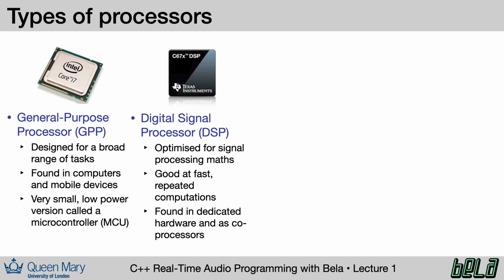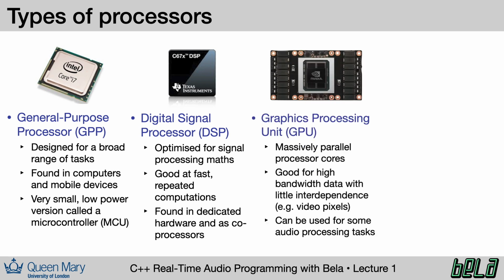You'll oftentimes find these in dedicated hardware boxes and sometimes as co-processors within system-on-chips. Another kind of processor that you'll encounter a lot is the GPU, or graphics processing unit. GPUs are extremely good at massively parallel data, things like video pixels, where you're calculating lots and lots of operations all in parallel on lots of different numbers, but with relatively little interdependence between those computations. You can use GPUs for audio, and it's actually an area of current research, but it's not something that we're going to talk about in this course.